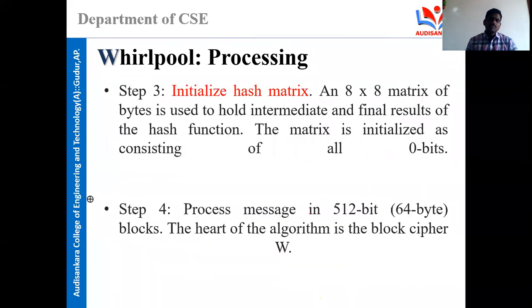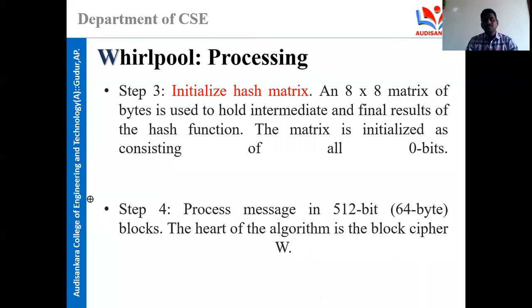In the third step, we initialize the hash matrix. What is the purpose of this hash matrix? It is to store the intermediate and final results of the hash function. It is an 8 by 8 matrix, initialized with all zeros. In the fourth step, we process the message in 512-bit, 64-byte blocks.